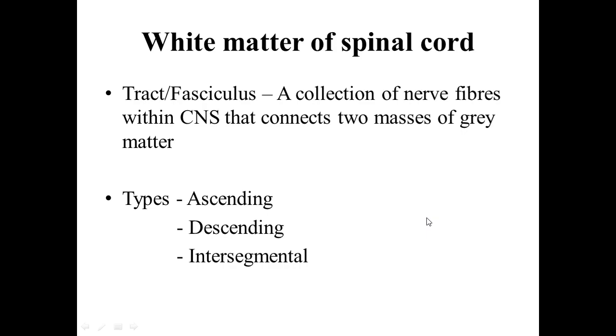Now what is a tract or fasciculus? A tract is a collection of nerve fibers within the central nervous system that connects two masses of grey matter. So I repeat, a tract or fasciculus is a collection of nerve fibers within the central nervous system that connects the two masses of grey matter. And there are three types of tracts present in the spinal cord: the ascending tracts, descending tracts and intersegmental tracts.